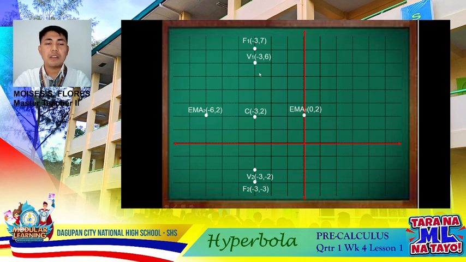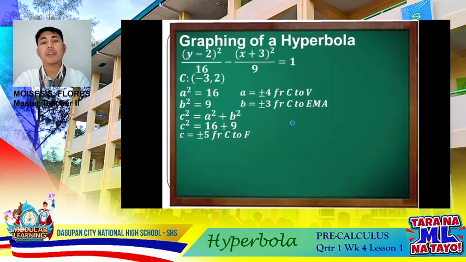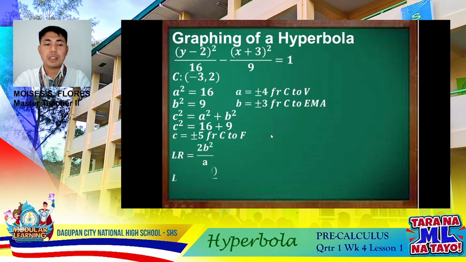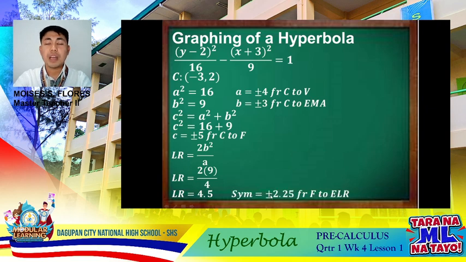Okay. So after plotting our vertices, our co-vertices, our foci, we are now ready also again for our LR with the formula. So 2 times 9 over 4. Okay, and then of course, the value now is 4.5. And to make it symmetric, divided by 2, so we have positive or negative 2.25. So meaning this is the distance from your focus to your LR.